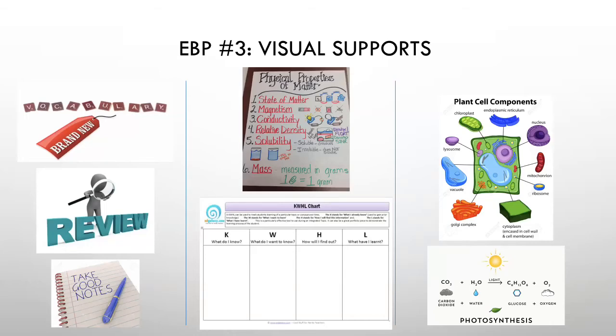On the right-hand side, you'll see 2 diagrams, and these are for plant cell components and for photosynthesis. The reason that I put these here is that these are really critical for vocabulary acquisition. So what I want you to do is to pair all of your vocabulary terms with some type of diagram or picture for your students to help them better remember.